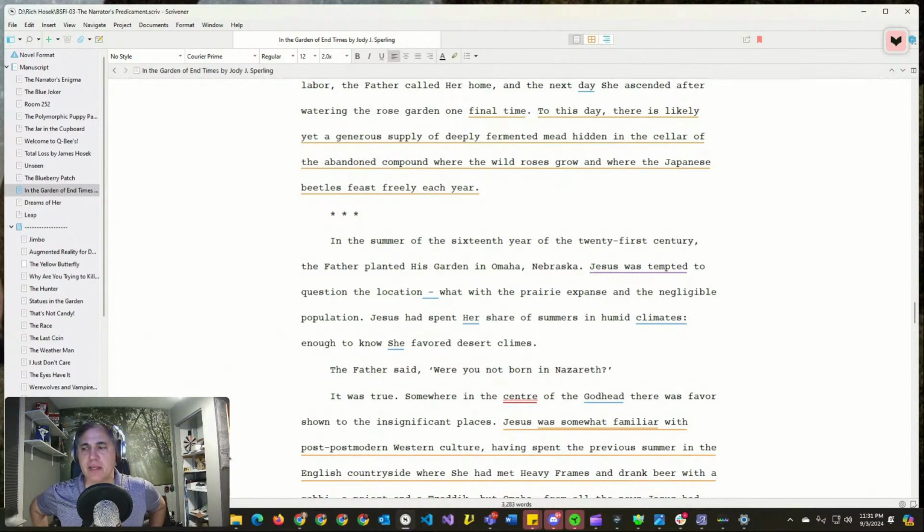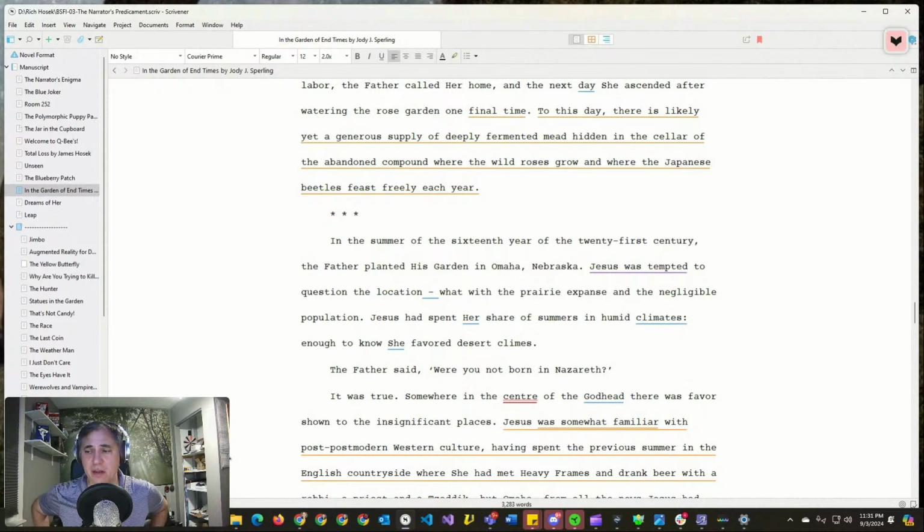In the summer of the 16th year of the 21st century, the father planted his garden in Omaha, Nebraska. Jesus was tempted to question the location. What with the prairie expanse and the negligible population, Jesus had spent her share of summers in humid climates, enough to know she favored desert climes.